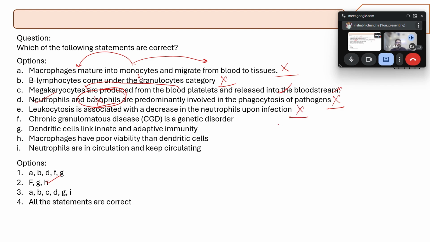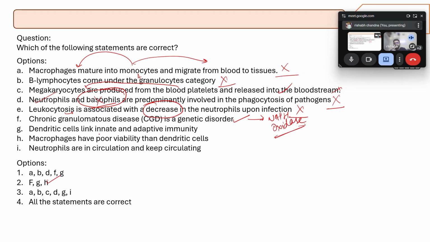Leukocytosis is associated with a decrease in the neutrophils upon infection. No, this is false. Leukocytosis means production of the leukocytes, so how can it lead to the decrease in the neutrophils? Chronic granulomatous disease is a genetic disorder. Yes, it is because of the deficiency of NADPH oxidase. So it is a genetic disease.